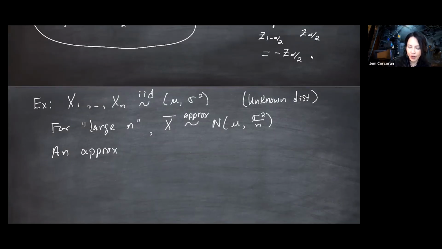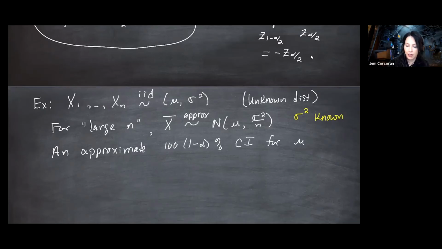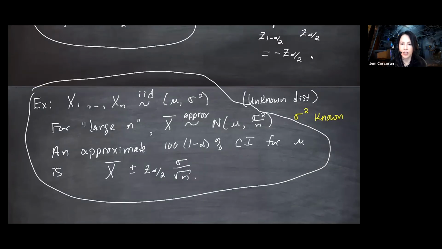Okay, so an approximate 100 times 1 minus alpha % confidence interval for mu, and this assumes that sigma squared is known. Forgot to write that. We'll take that assumption out in the very next example. It is given by x bar plus or minus the exact same thing, z sub alpha over 2 sigma over the square root of n. Nothing changes, but it is approximate. Because x bar is approximately normal, and when you standardize it, it's approximately a standard normal, and you just go through the same steps as before.